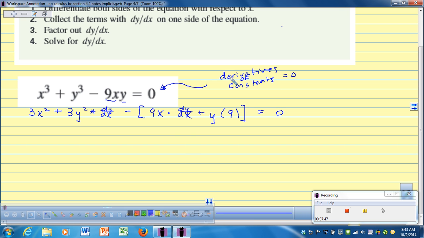All right, so now we need to rearrange things, and we need to get dy/dx's on one side and numbers on the other. Yes? Can you explain why you multiply by dy/dx after the 3y?